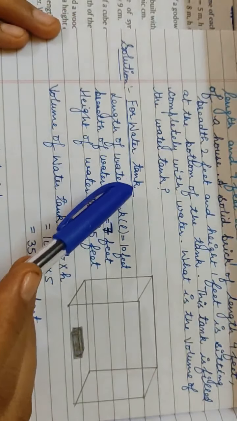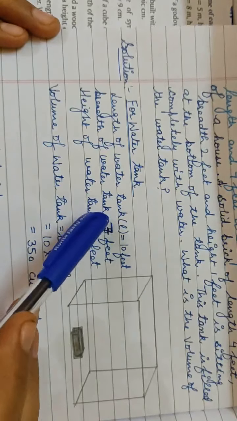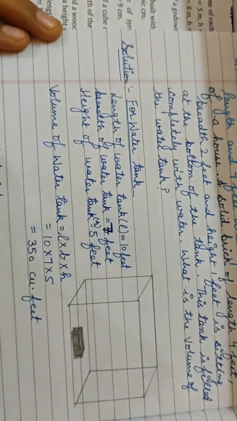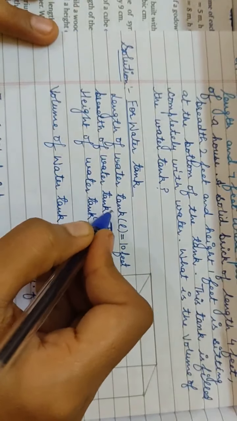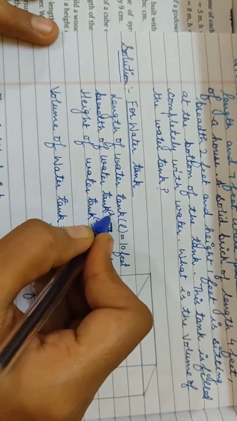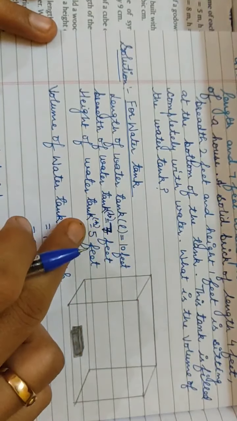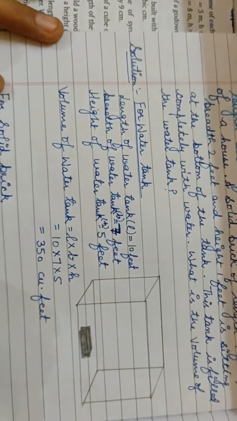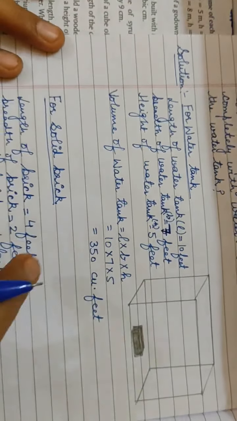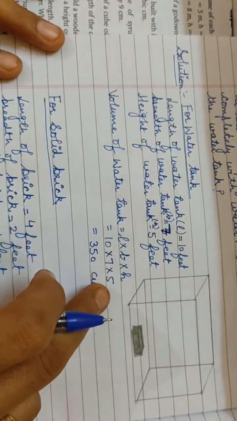For the water tank, length, breadth and height is given. Length is 10 feet, breadth is 7 feet and height is 5 feet. I have denoted the length by L, breadth by B and height by H. So the volume of water tank will be length into breadth into height, that is 10 multiply 7 into 5.